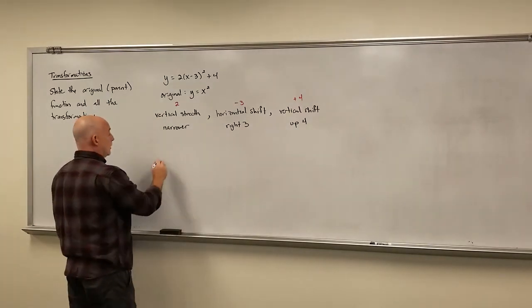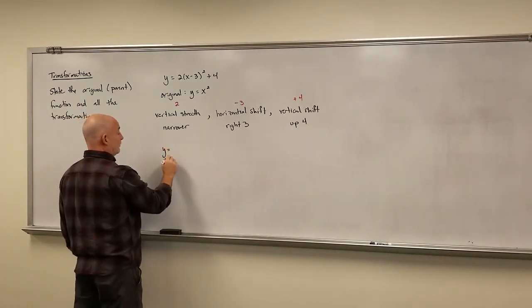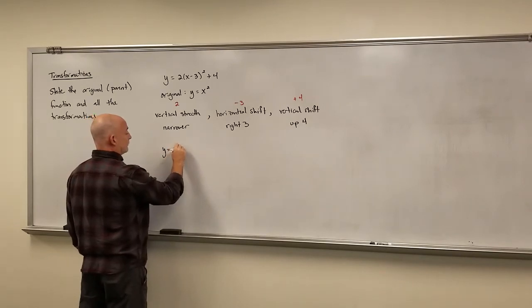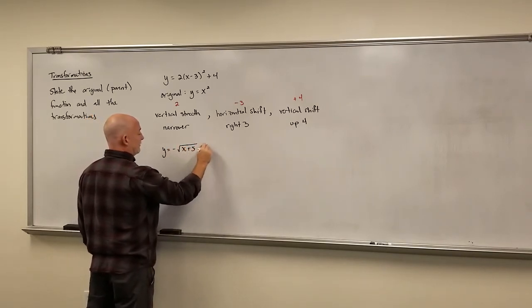So let's try another one. I'm going to put it down here. So let's say we have y is equal to negative square root of x plus 5, minus 3.